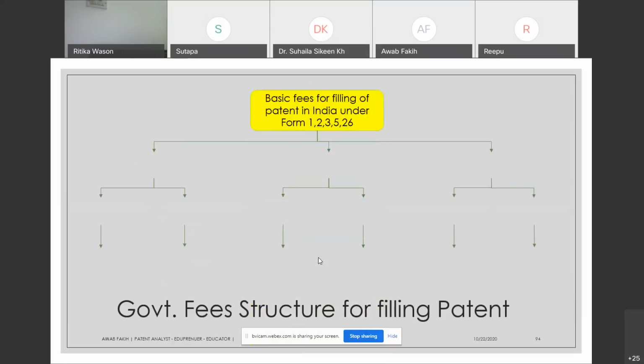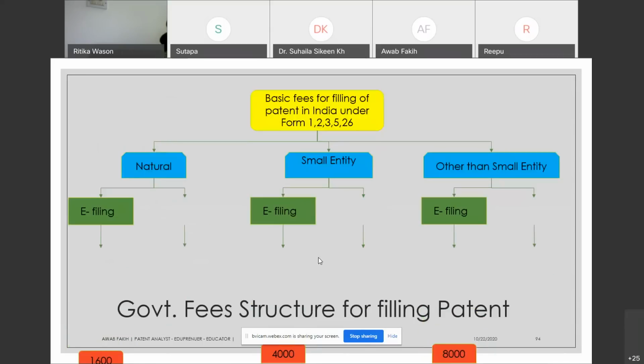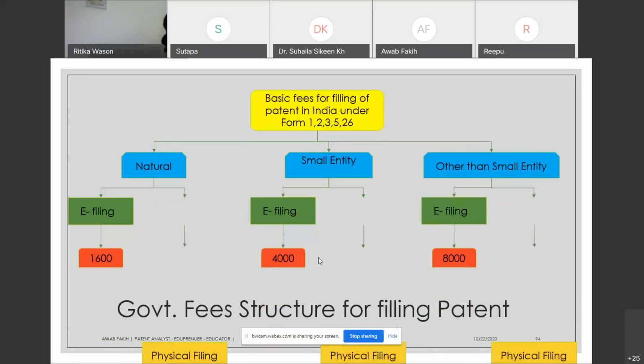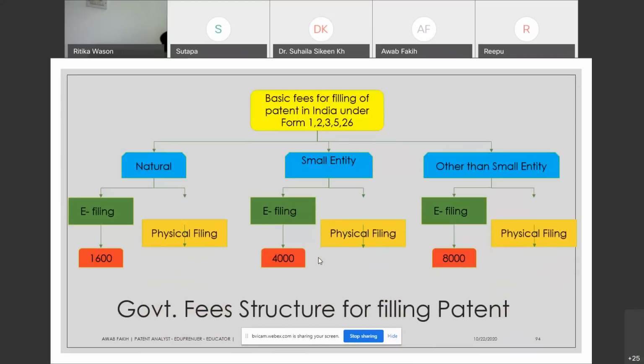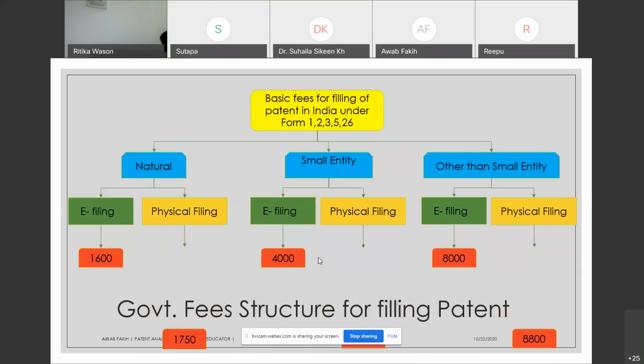Raza Saab was asking about the fee structure. Over here, we have three different categories: natural person category, small entity category, and other than small entity category. We have two options, e-filing and physical filing. Small entity and other than small entity are basically for companies and startups, so that is not required as of now. As an academician, as a researcher, we fall under the natural person category. We have two options: either e-filing or physical filing.